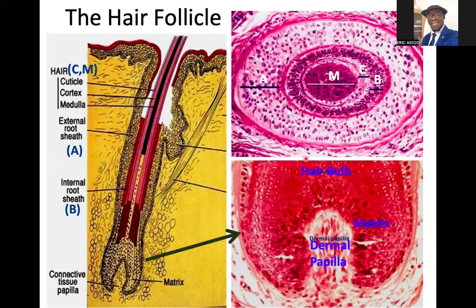Then that is the base of the hair, which contains the dermal papilla. And then you also can see the hair bulb, just like the way an onion bulb looks, so the shape. And then the matrix of the hair bulb. So that is what you have here, matrix, then the papilla, then you have the hair bulb.